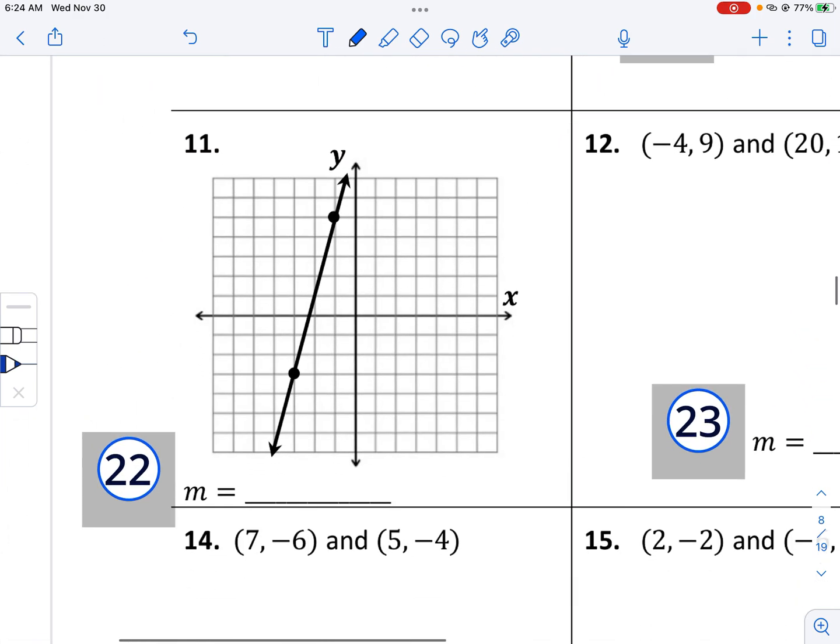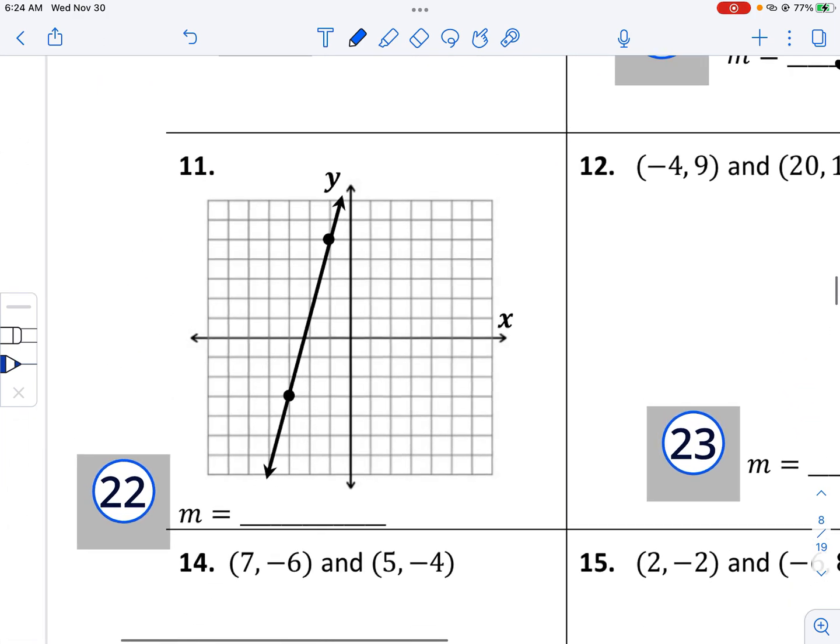Okay, let's look at this. This is going positive. So how far up does it go? How far over does it go? It went up 1, 2, 3, 4, 5, 6, 7, 8. It went over 2 times. So 8 over 2 will get me 4.